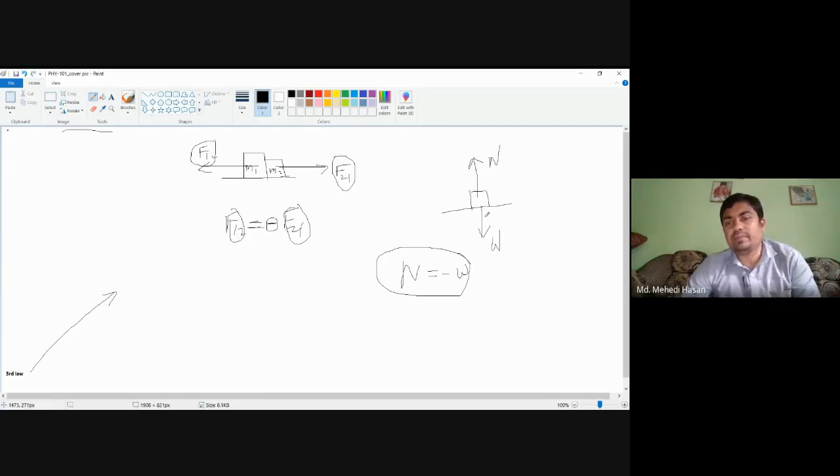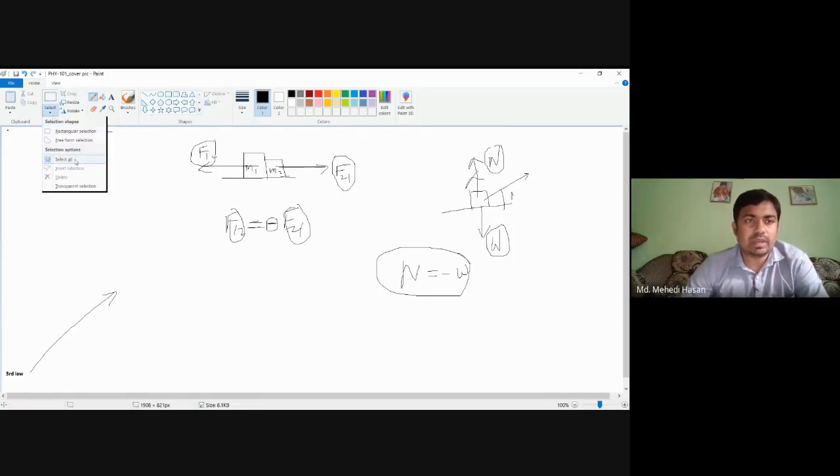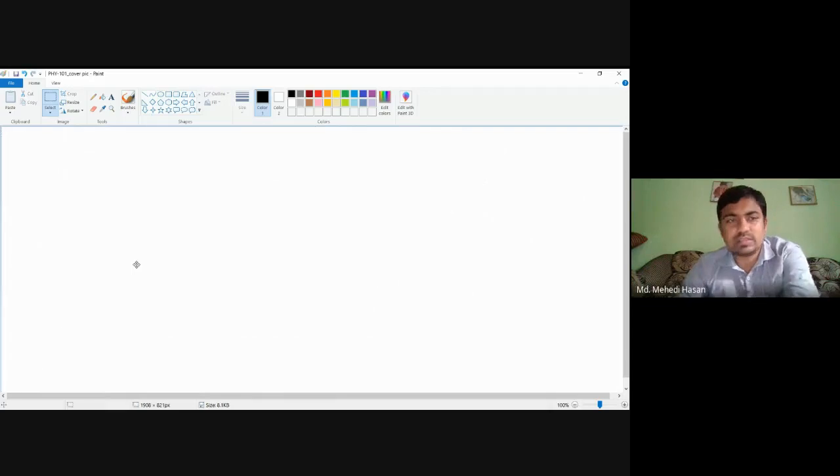In most cases normal force and weight are equal, but if external forces are involved like that, then normal force and weight are not equal, because there is a component of this force along that direction. So this is mainly the description of the first law, second law, and third law. I think this part is clear to you.